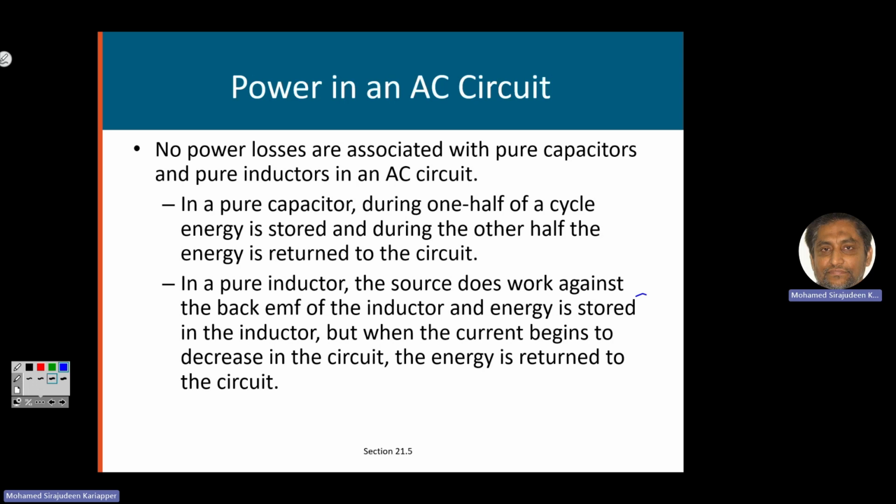Similarly, in a pure inductor, in one half of the cycle, the energy will be stored in the inductor because the source has to do work against the back EMF of the inductor. So it will be stored in the inductor in the form of a magnetic field. When the current begins to decrease, the energy will be given back to the circuit.